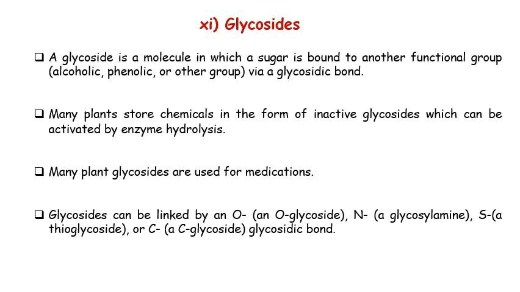The glycosides can be linked by oxygen, that is O-glycosides, by nitrogen, that is glycosylamines, by sulfur, that is thioglycosides, or by carbon, that is C-glycosides. So these bonds help in the linkage of the glycosides.